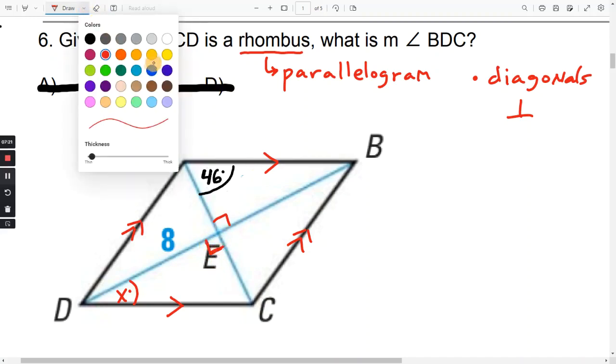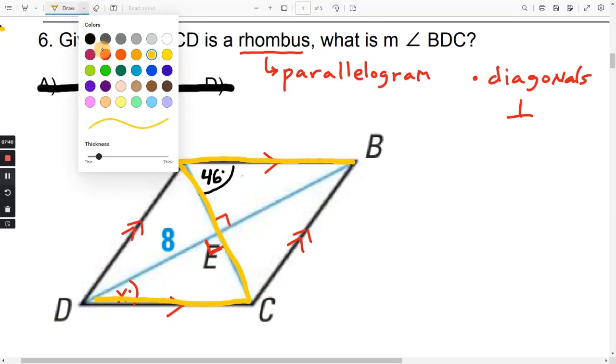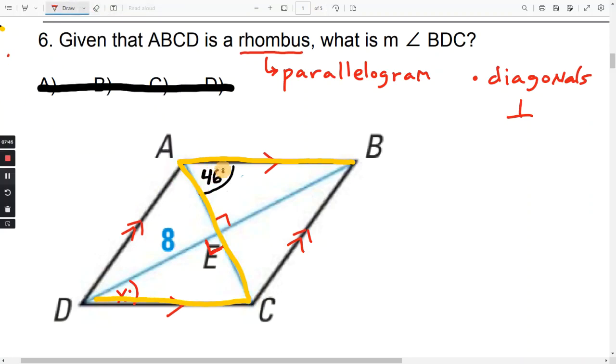Now, when you have parallel lines, you want to look for the Z shape, and that will give you alternate interior angles. So you make a Z with the parallel lines like this, and the angles inside the Z are going to be congruent. So if this angle here inside the Z is 46, this angle right here is also going to be 46.